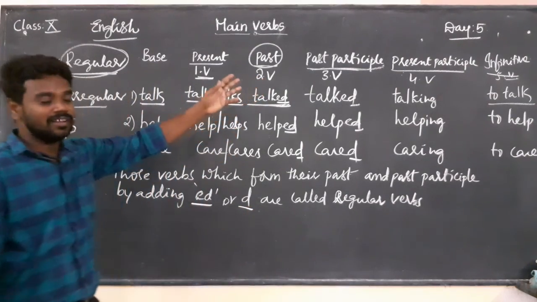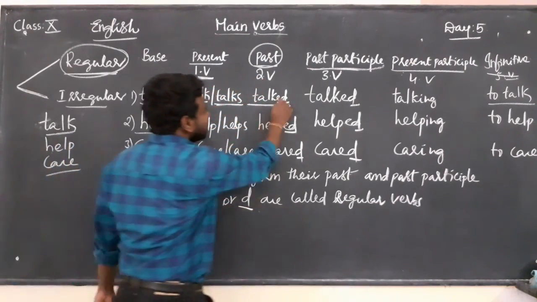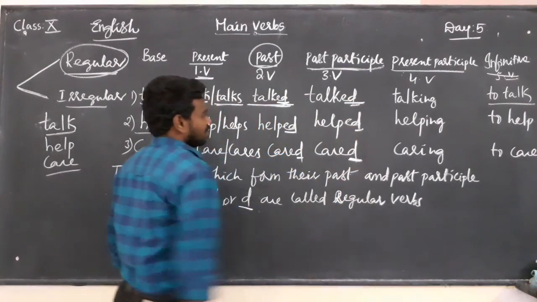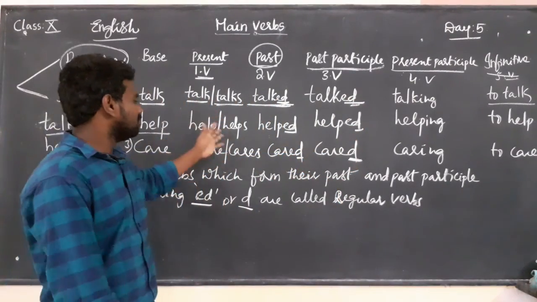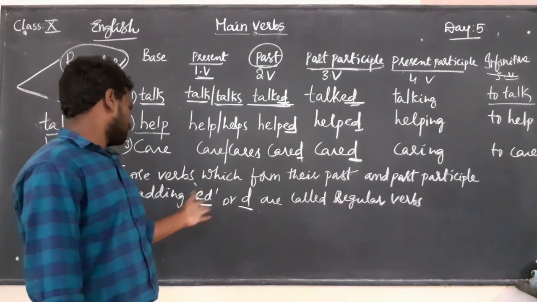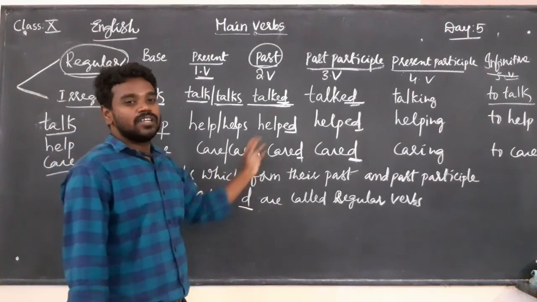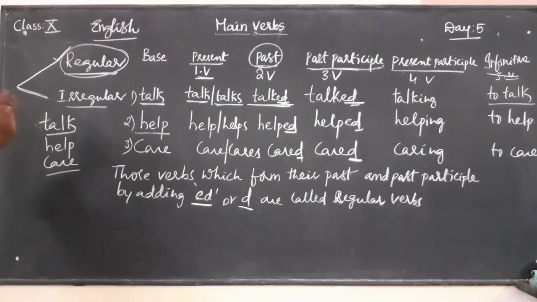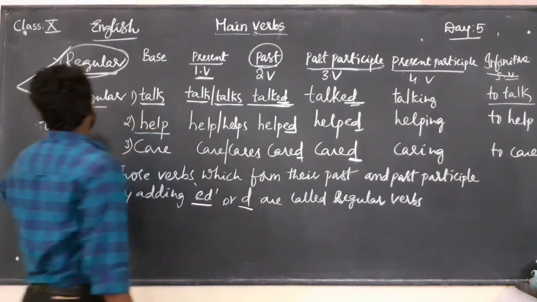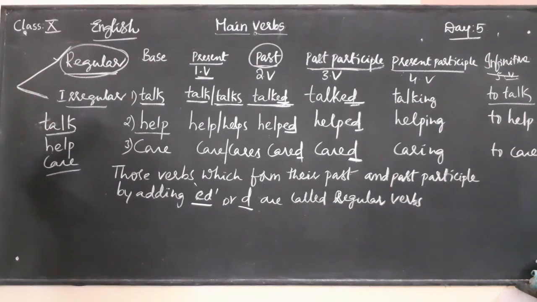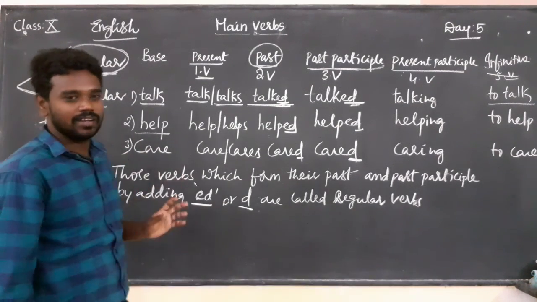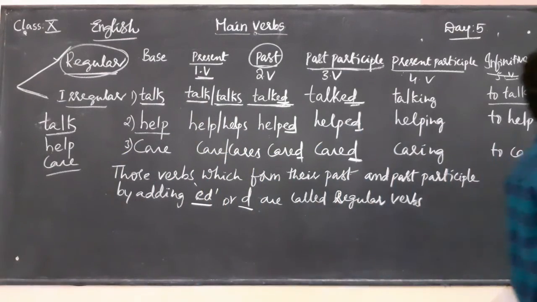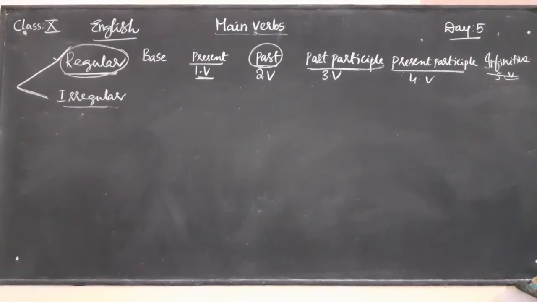So how do they form here? Past and past participle, ed or d. They form past and past participle by adding ed or d to the base form. Such verbs are called regular verbs, right? I think you might have understood. So now let us look at irregular verbs.